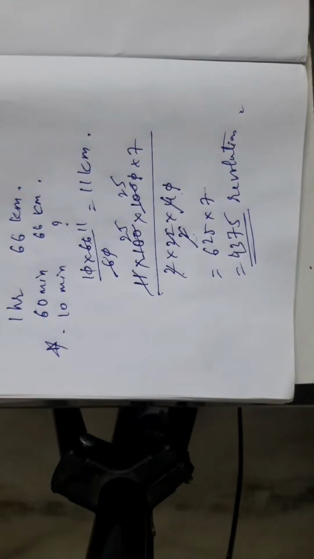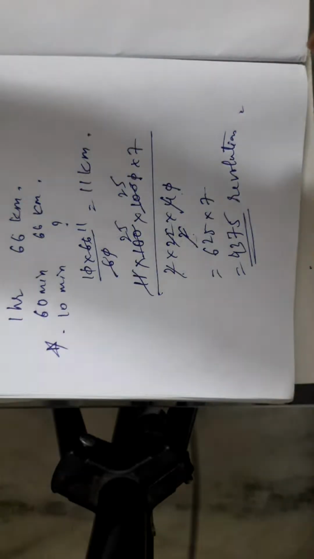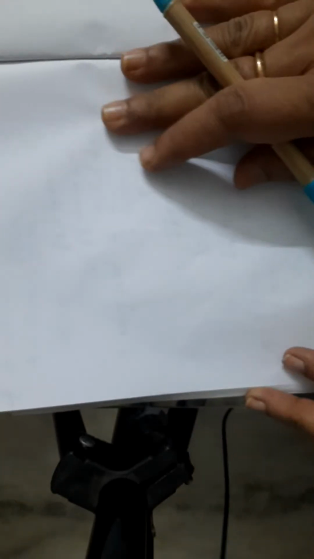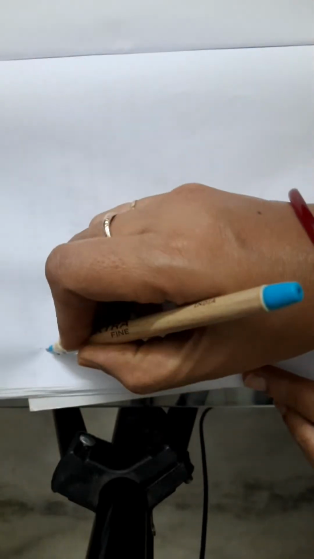A bicycle wheel makes 6,250 revolutions. So I'm writing the question. Try to solve it, those who can. Here, the bicycle wheel makes 6,250 revolutions.